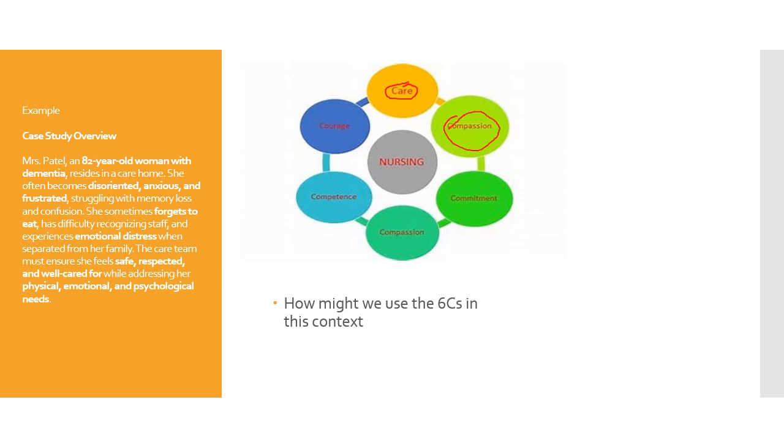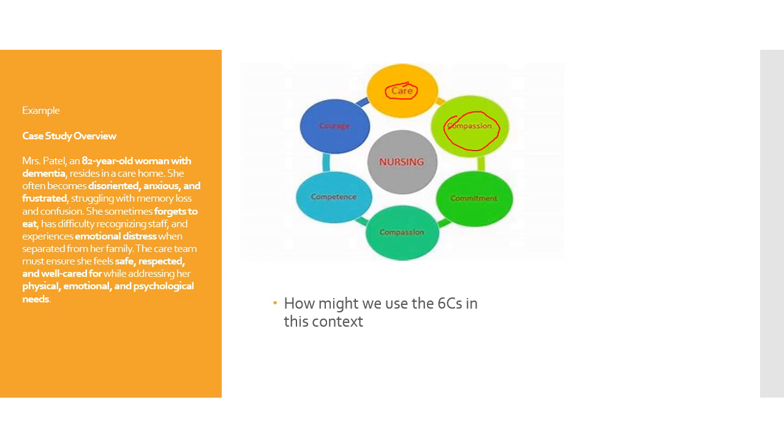Now, the next C is compassion. So now in this case, staff could show kindness and empathy by acknowledging her distress and comforting her when she feels confused and scared. They may use gentle touch, soothing tones, familiar objects like family photos to reassure her. So in this way, they can show the compassion.